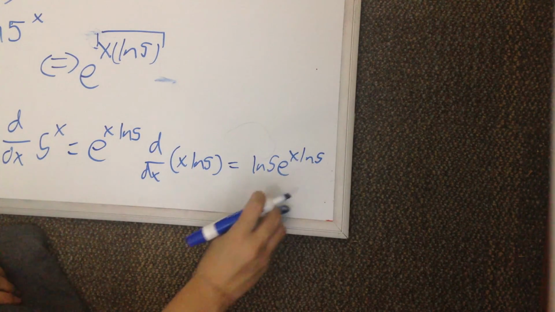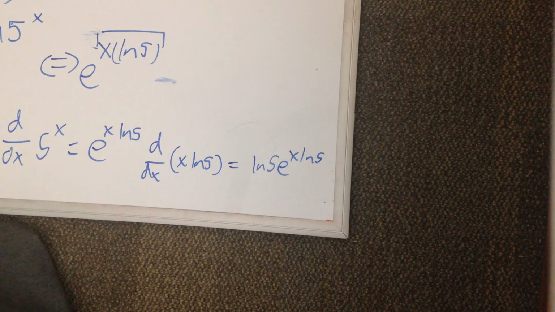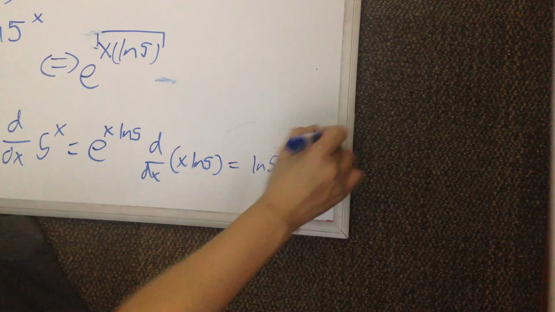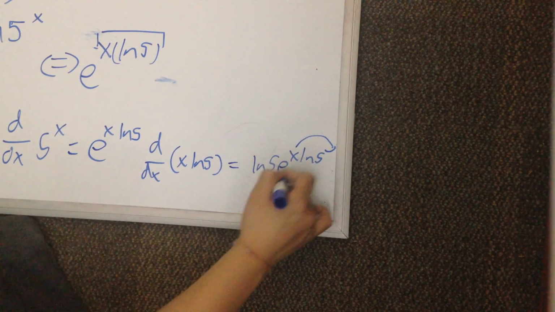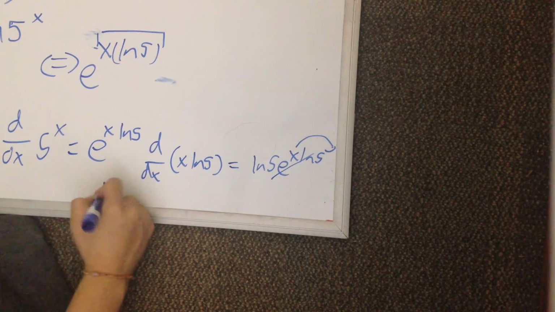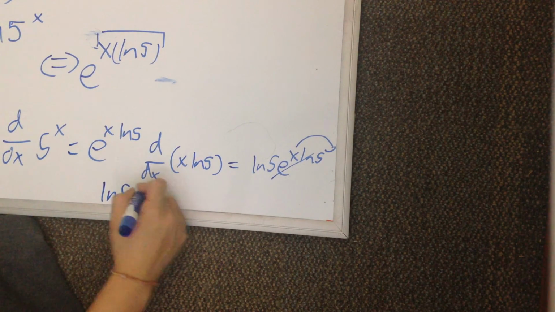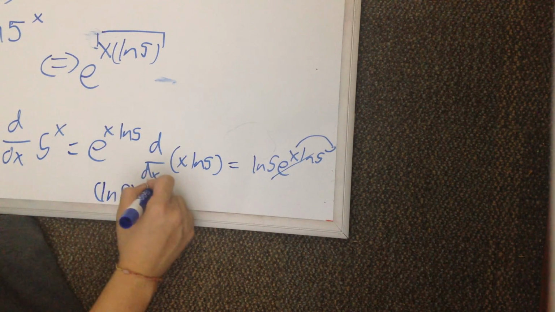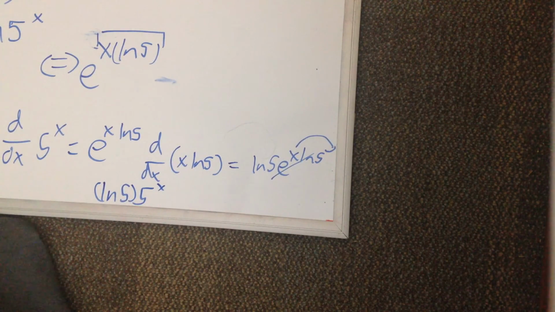My magnets are in the way. And then if we want to be really fancy, we can remember that the x can go back in here and that these two cancel, and we get natural log of 5 times 5 to the x power. That's how you do it. And now we're done.